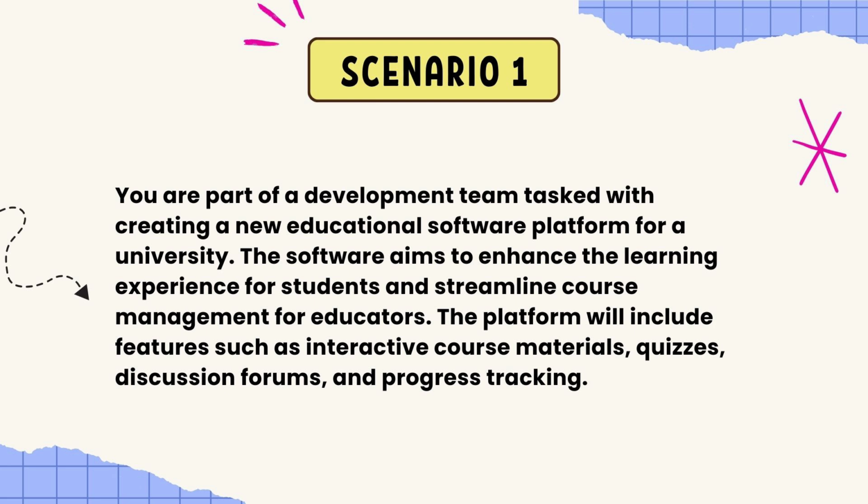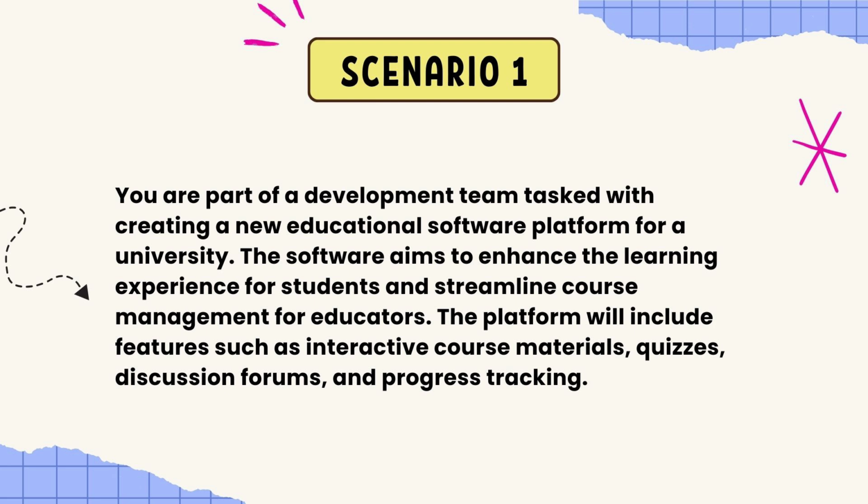So, my name is Muhammad Aziz bin Muhammad Jibaruddin. My matric number is F1050. Scenario 1. I'm a part of the team tasked with creating a new educational software platform. The software aims to enhance the learning experience for students and streamline costs.